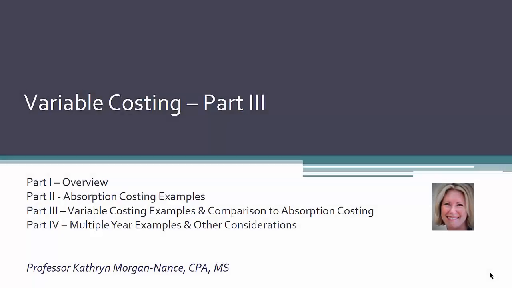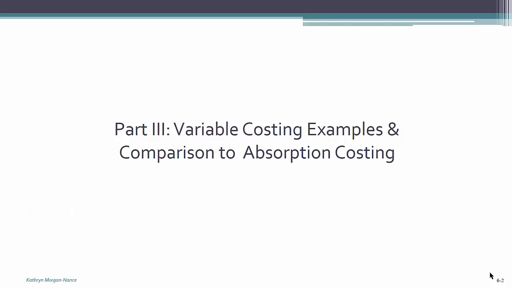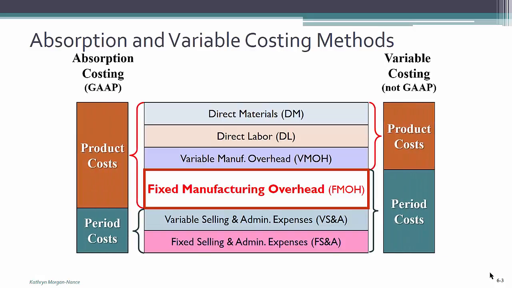Part 3 of this video series on variable costing reviews two variable costing examples and compares the results to absorption costing. We reviewed this slide during our Part 1 video. Recall that the difference between absorption and variable costing involves fixed manufacturing overhead. Absorption costing includes fixed manufacturing overhead in product cost, while under variable costing, fixed manufacturing overhead is treated differently. It is accounted for as period cost, which means it's expensed in the period in which it is incurred, just like selling and administrative expenses.